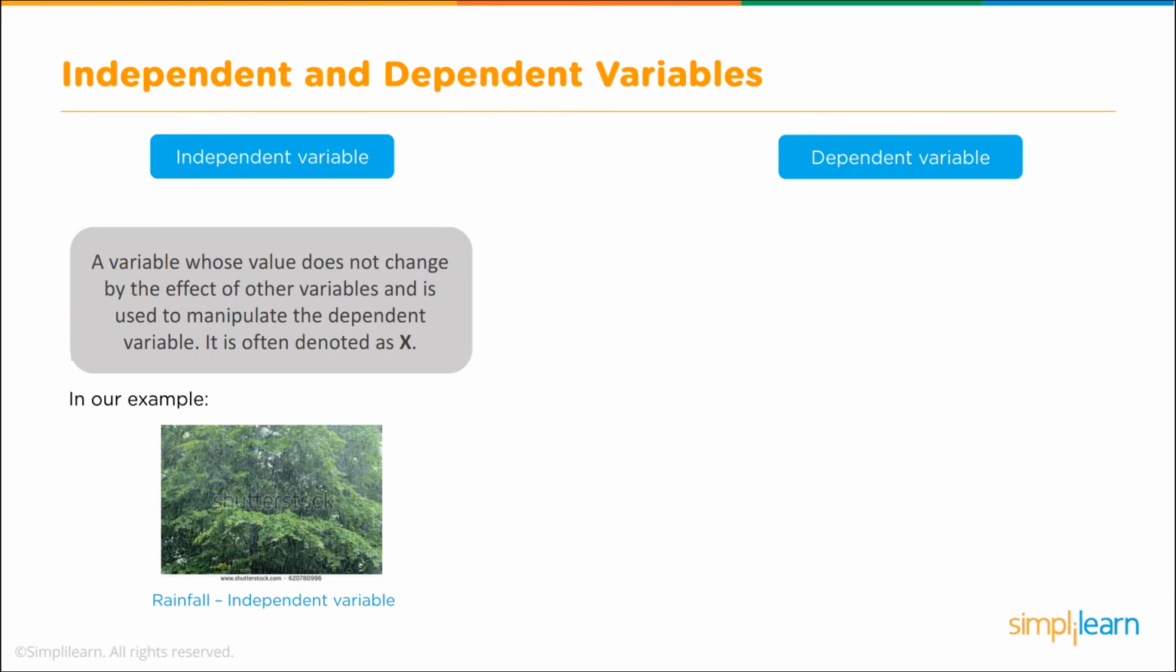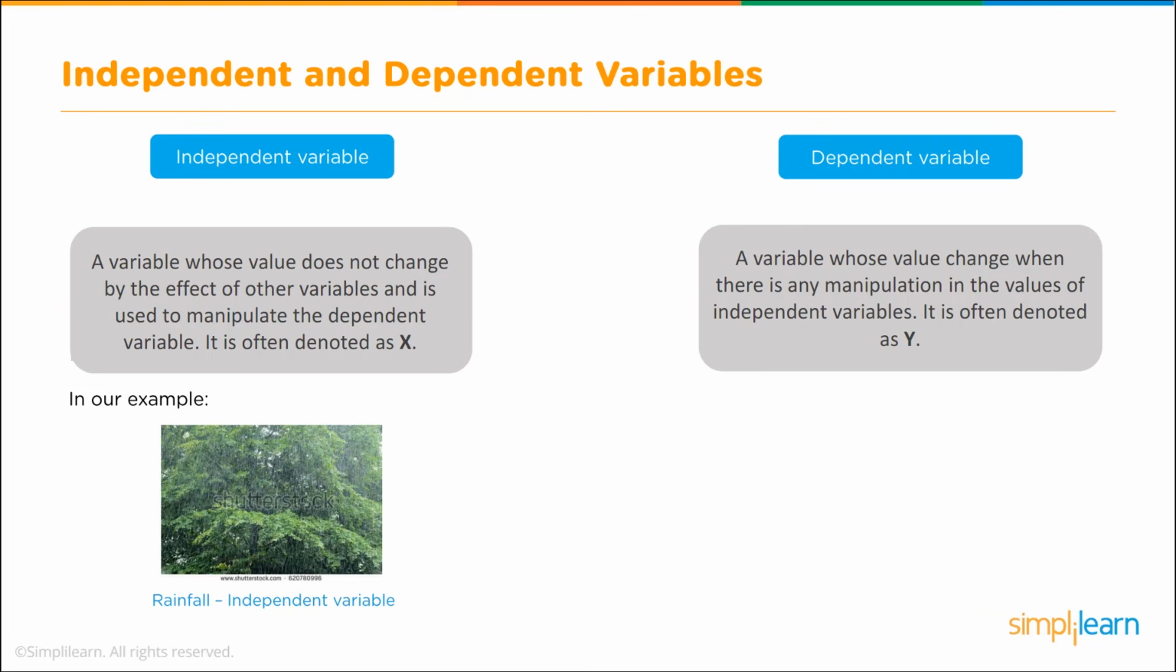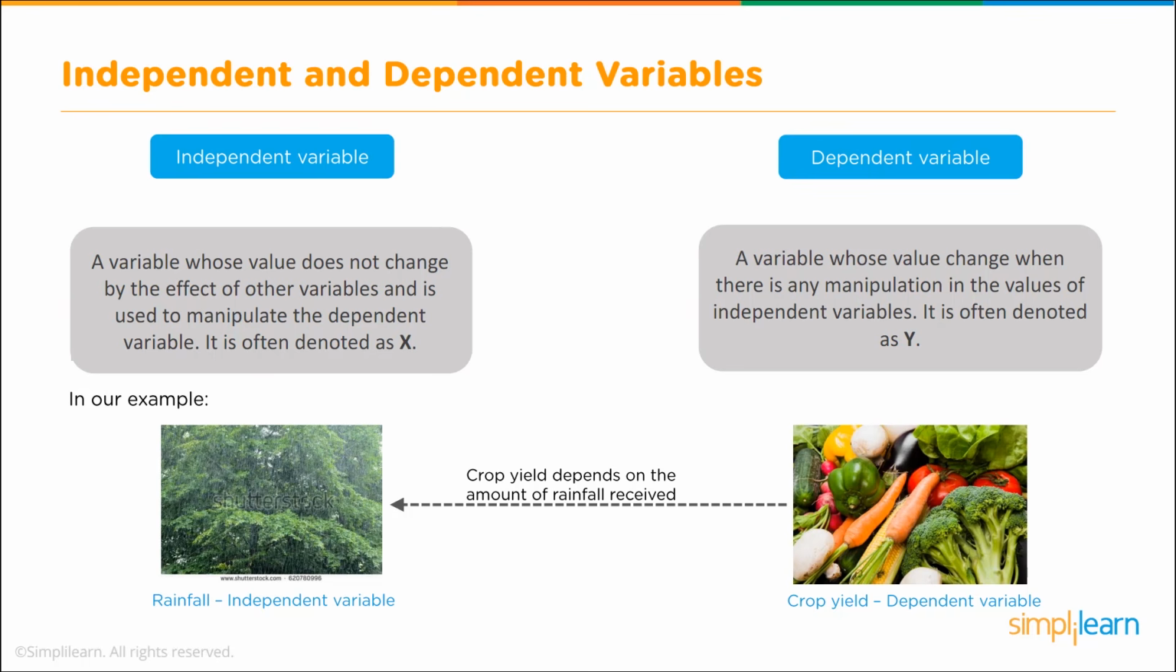So when we talk about the independent variable controlling the dependent variable, let's define the dependent variable as a variable whose value changes when there is any manipulation in the values of the independent variables. It is often denoted as y. And you can see here our crop yield is the dependent variable, and it is dependent on the amount of rainfall received.